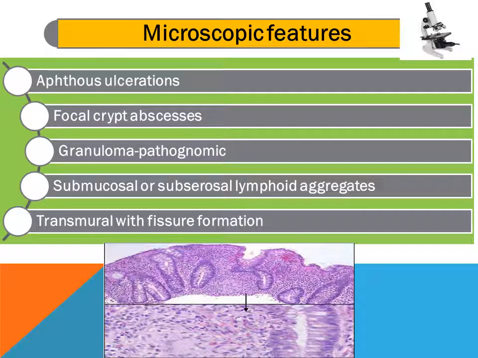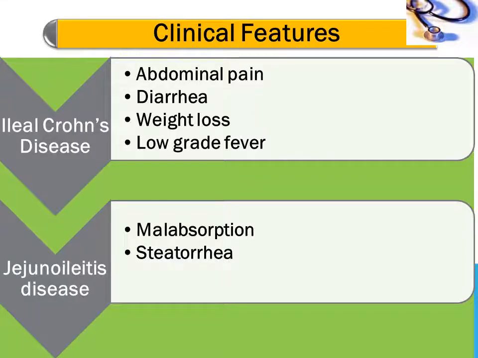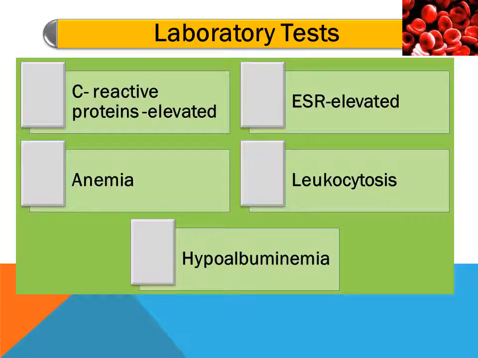As far as microscopic features are concerned, there are aphthous ulcers, focal crypt abscesses, and granuloma is pathognomonic of Crohn disease. Some mucosal or subserosal lymphoid aggregates are there, transmural with fissure formation. Clinical features: Crohn disease usually presents with abdominal pain, diarrhea, weight loss, and low grade fever, while jejunoileitis presents with malabsorption and steatorrhea.